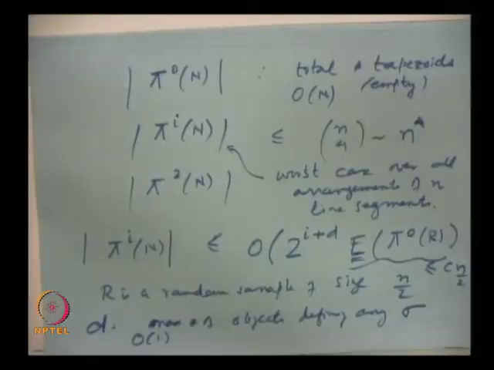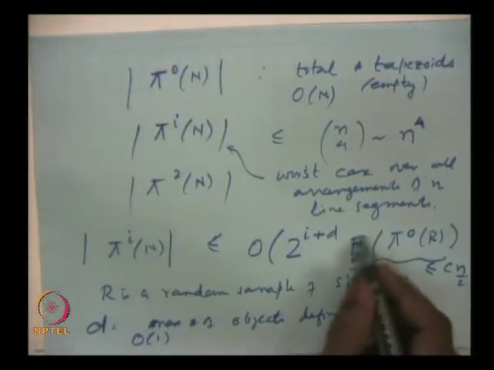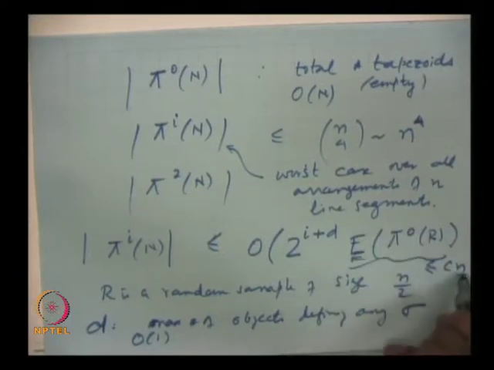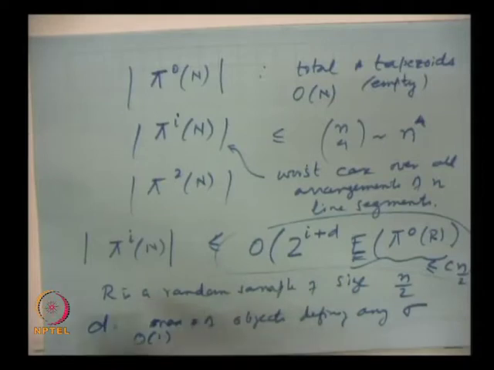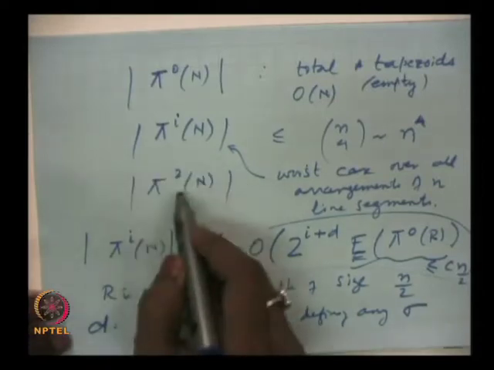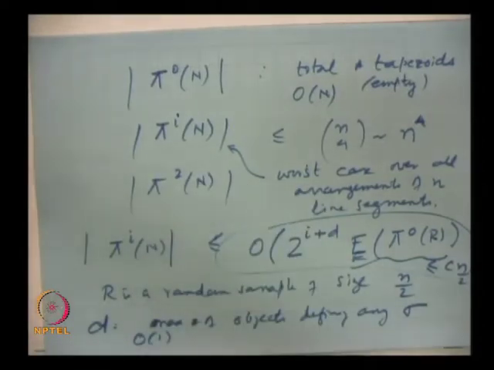D is constant because the maximum number of objects defining any configuration is 4. Suppose I choose I to be equal to 2, that is the quantity I was interested in, pi 2 of n. This is 2 to the power some constant, and then we argued that the expectation, and in the worst case also, is less than c times n over 2. So this whole right hand side is big O of n if you are looking at pi 2 of n for trapezoidal maps.